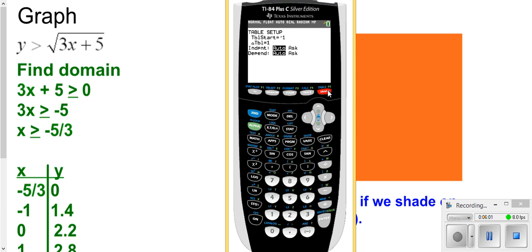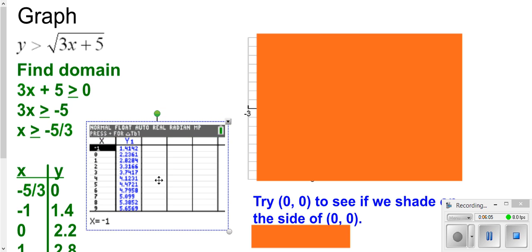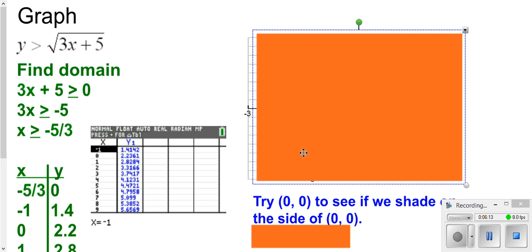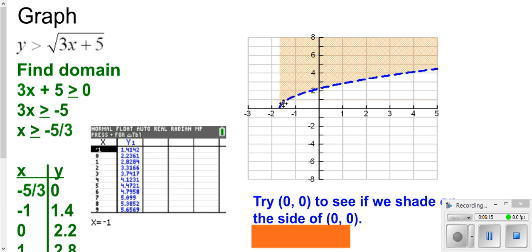So look at our table, second graph, and then you can see that you get these points here that match up over here. Then you plot those points. Plot your initial one over -5/3, up 0, over 1, up 1.4, over 0, up a little bit more than 2, and so on. We know it's going to be dotted because there's no greater than or equal to here.